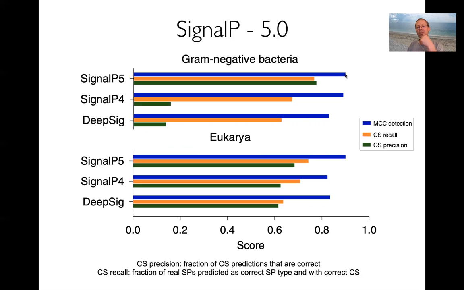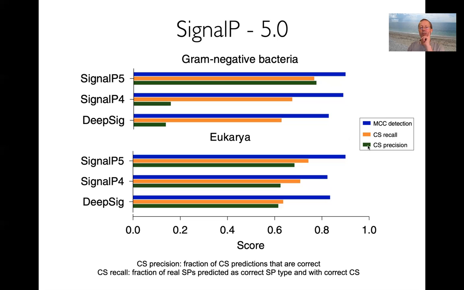And you can see this can reach 1 if the prediction is perfect. You find all the known ones and you don't make any false positive predictions. And you see it's up to about 0.9 now. It's slightly better than SignalP 4.0 and a bit better than DeepSig. And you see it's almost as good for eukaryotic signal peptides.